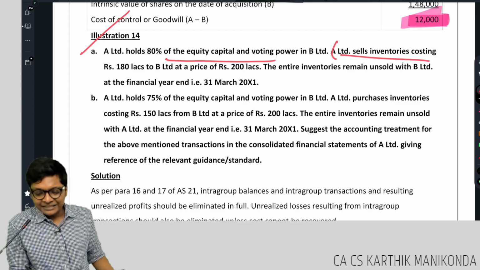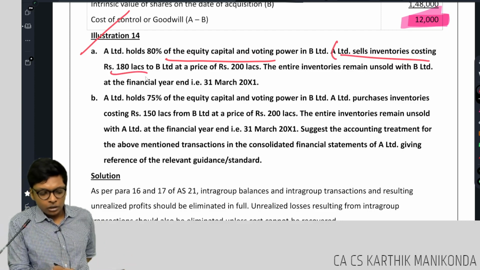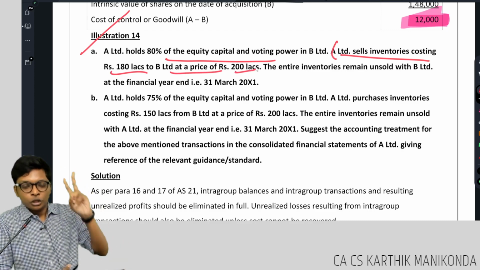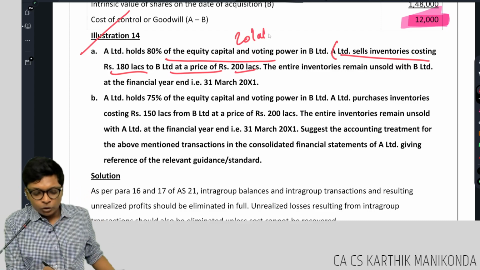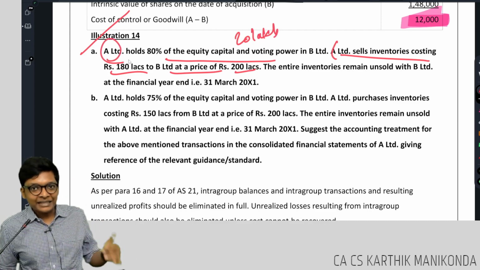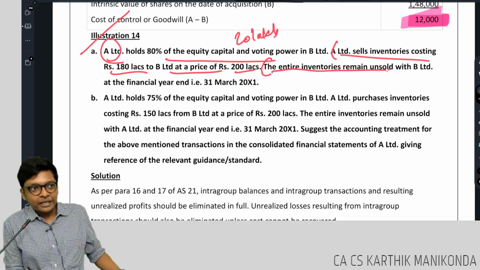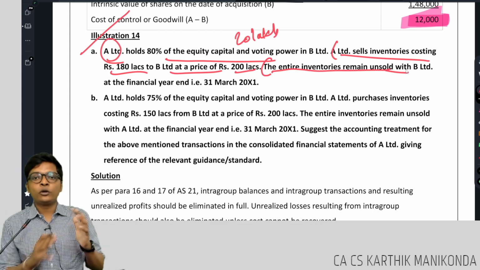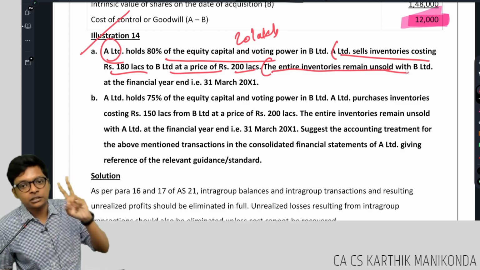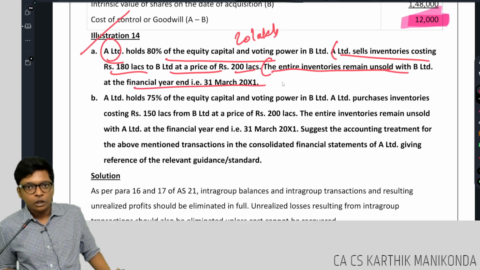A Limited sells inventories costing 180 lakhs to B at a price of 200. What's the profit? 20 lakhs is the profit. Who earned? A Limited has earned. This is what transaction? Downstream. The entire inventory remains unsold. Thankfully, I don't have to do proportionate computation in this sum. So, and how much, guys? 20 lakhs with B at the end of the financial year. How to do adjustment? What is the adjustment, guys?